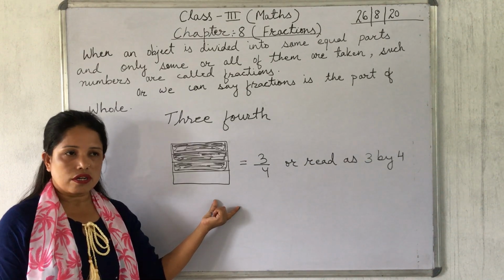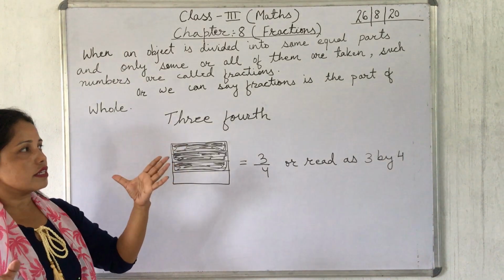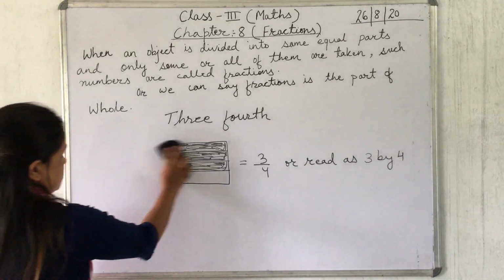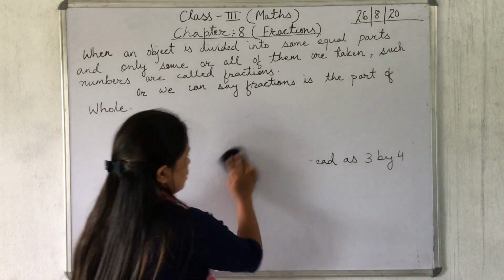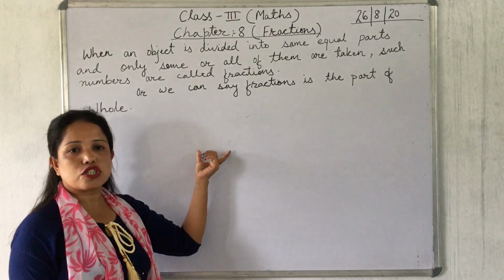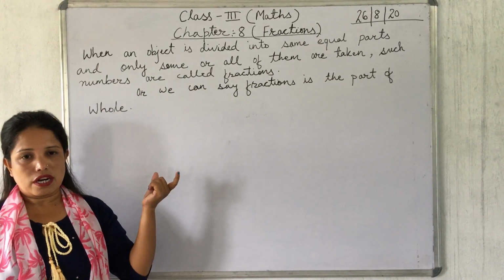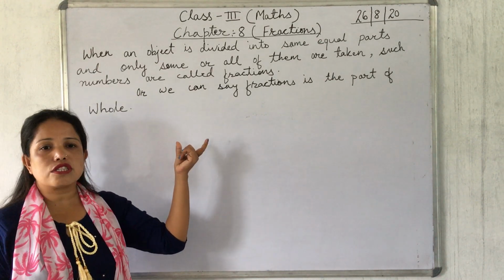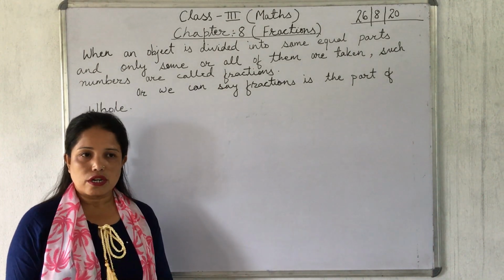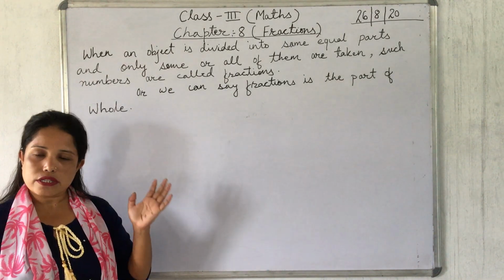Is that clear, children? So again I am saying, we can say a fraction is a part of a whole. A fraction is denoted by a numerator and a denominator. Understood, children? So children, let me clear what is the numerator and what is the denominator.